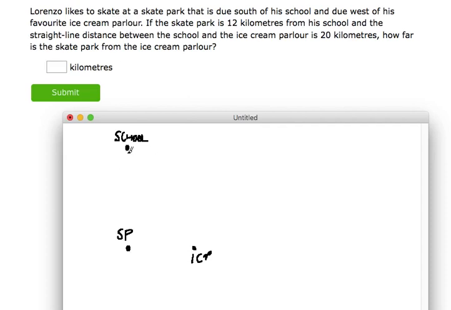Now that we've got these things in the right place, the rest of this problem isn't too difficult, right? The rest is just putting in some numbers, making sure we put the numbers in the right place. So it tells us the skate park is 12 kilometers from his school. Notice again, it doesn't tell us 12 kilometers south. We had to pick that up from the previous sentence. 12 kilometers south of the school. And the straight line distance between the school and the ice cream parlor, it doesn't tell us that that's northwest or southeast. It just tells us the distance between the school and the ice cream parlor is 20 kilometers. Then how far is the skate park from the ice cream parlor?